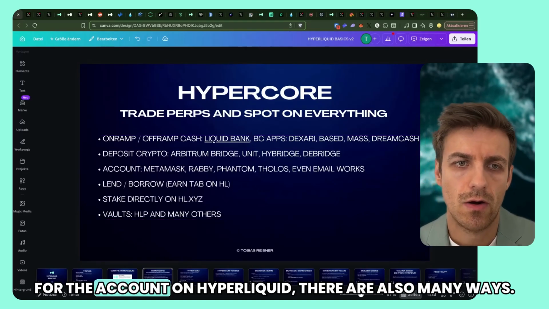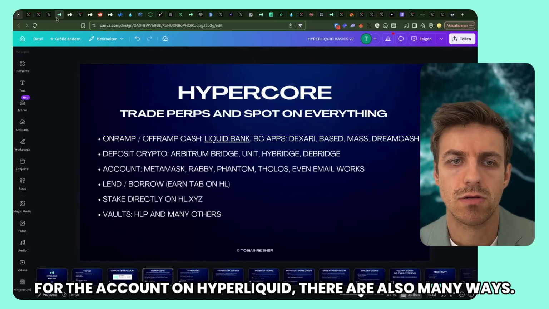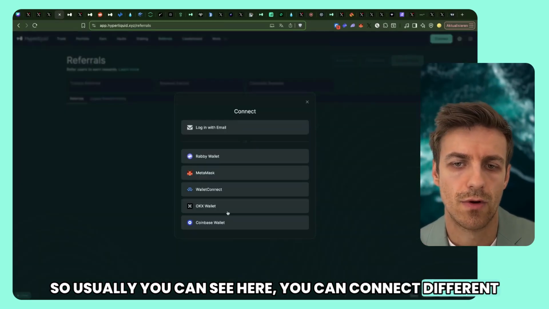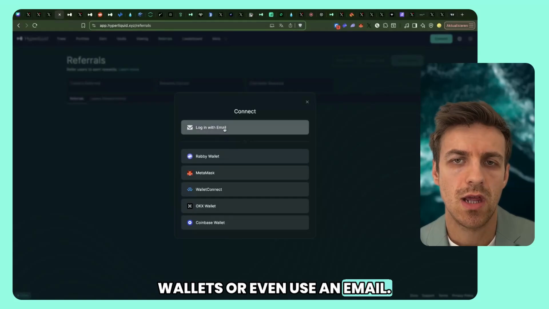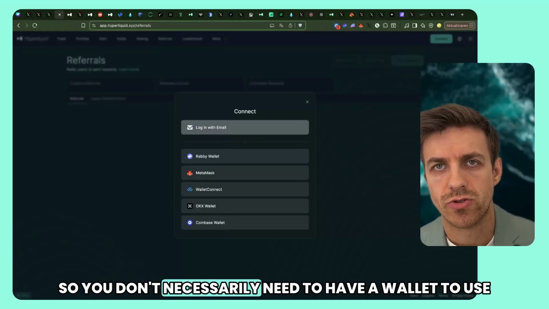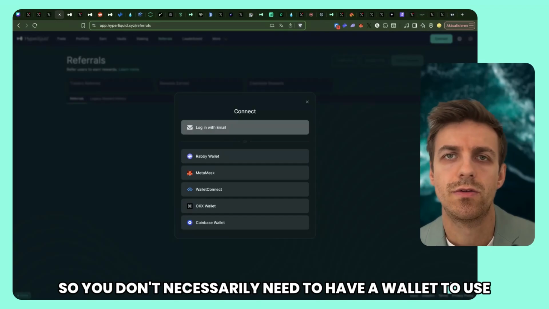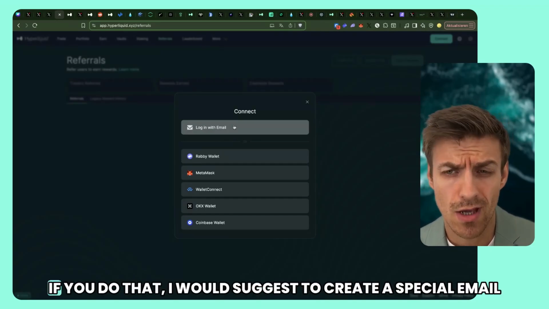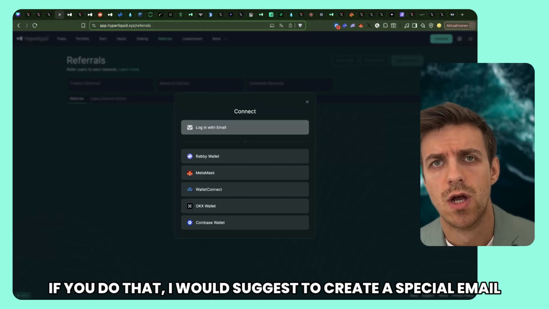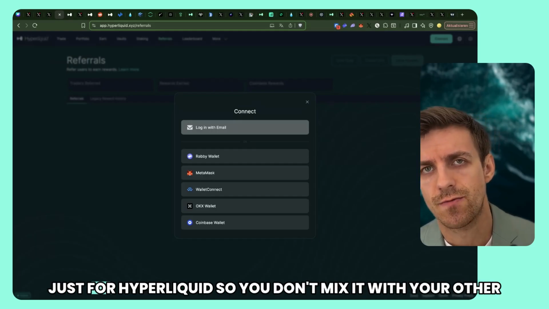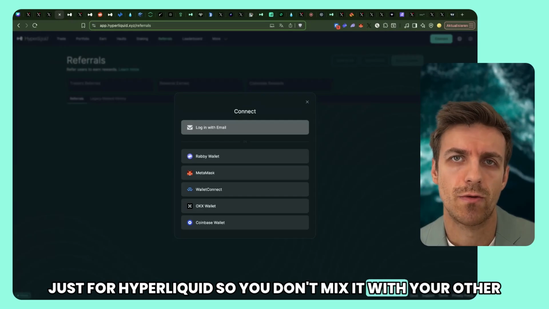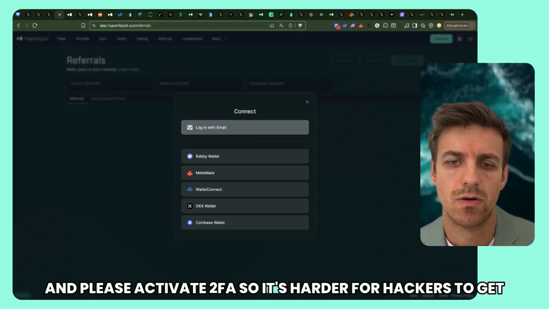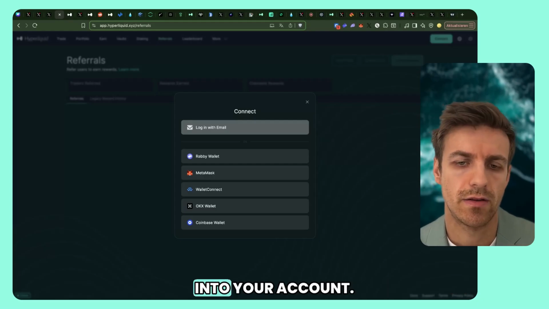For the account on Hyperliquid, there are also many ways. Usually you can see here, you can connect different wallets or even use an email. So you don't necessarily need to have a wallet to use Hyperliquid. You can trade on Hyperliquid just with an email. If you do that, I would suggest creating a special email just for Hyperliquid so you don't mix it with your other email stuff. And please activate 2FA so it's harder for hackers to get into your account.